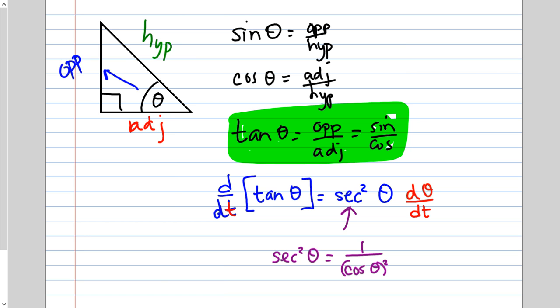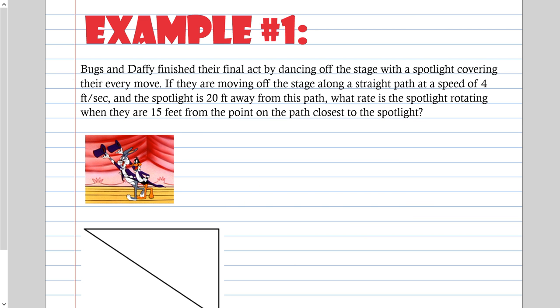Example 1. Bugs and Daffy finish their final act by dancing off the stage with a spotlight covering their every move. If they are moving off the stage along a straight path at a speed of 4 feet per second, and the spotlight is 20 feet away from this path, what rate is the spotlight rotating when they are 15 feet from the point on the path closest to the spotlight?